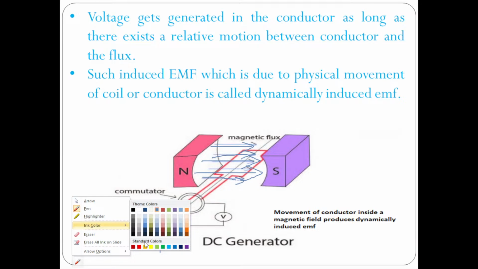You can see in this diagram I am showing you some n number of conductors. This is a conductor, and it has n number of turns. If a conductor has n number of turns, you can call it a coil. So here you can see a coil.